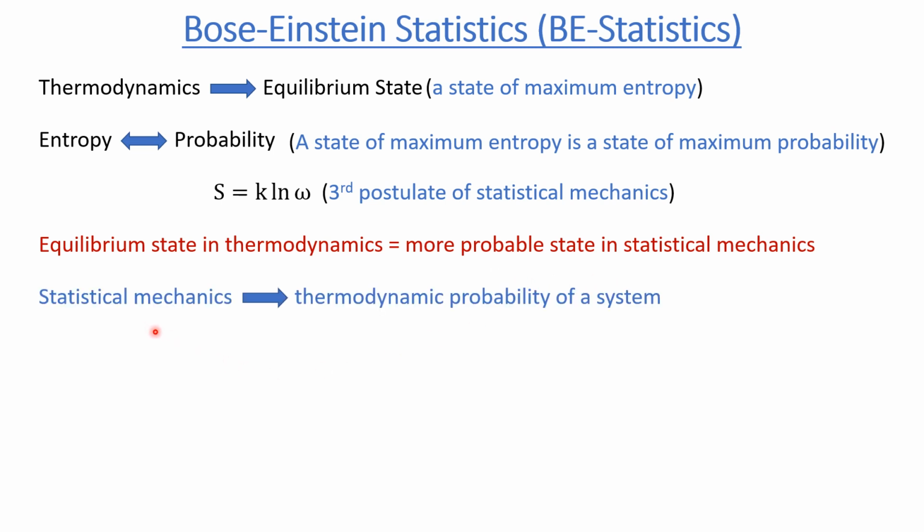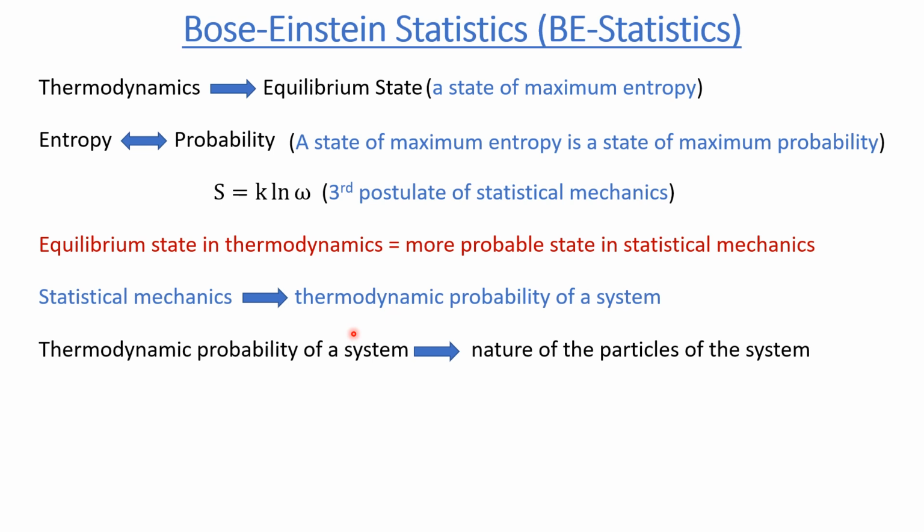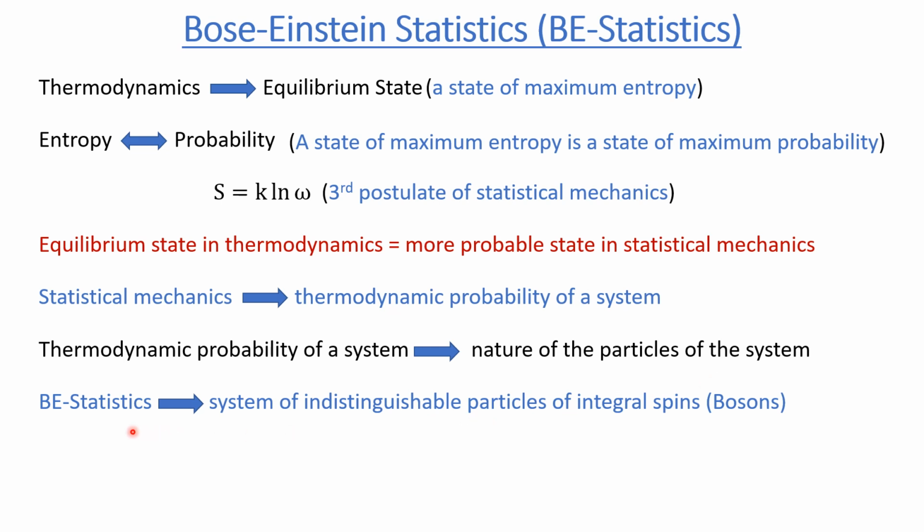So in statistical mechanics, we talk about the thermodynamic probability of the system, and in thermodynamics, we talk about the equilibrium state. So these are one and the same thing. Now, the thermodynamic probability of the system actually depends on the nature of the particles that make that system. And when we talk about the Bose-Einstein statistics, this statistics is applicable to indistinguishable particles of integral spin.